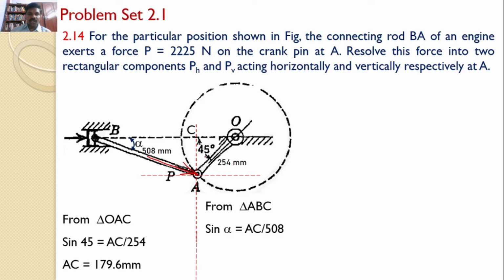sine alpha is equal to AC by the hypotenuse, that is 508 mm. So sine alpha is equal to the AC value we just calculated, 179.6, divided by the connecting rod length AB, which is given as 508. Hence I can calculate alpha as 20.7.